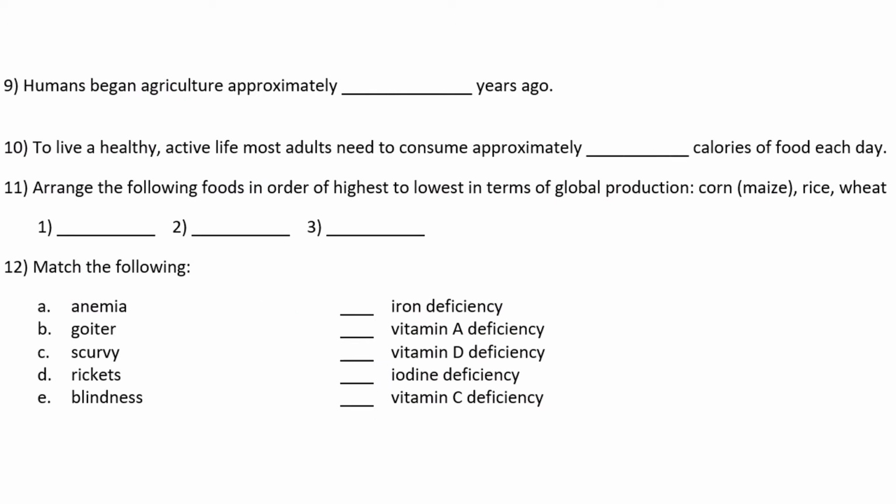Humans began agriculture approximately 10,000 years ago. To live a healthy, active life, most adults need to consume approximately 2,000 calories of food each day. Number 11. Arrange the following foods in order of highest to lowest in terms of global production: corn, rice, and wheat. So the first one would be corn, rice, and then wheat.